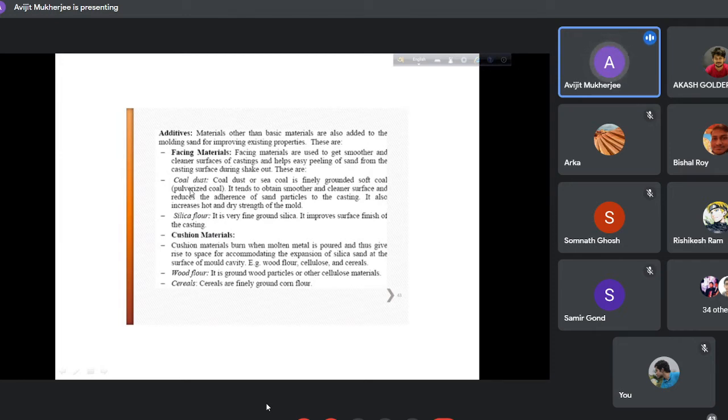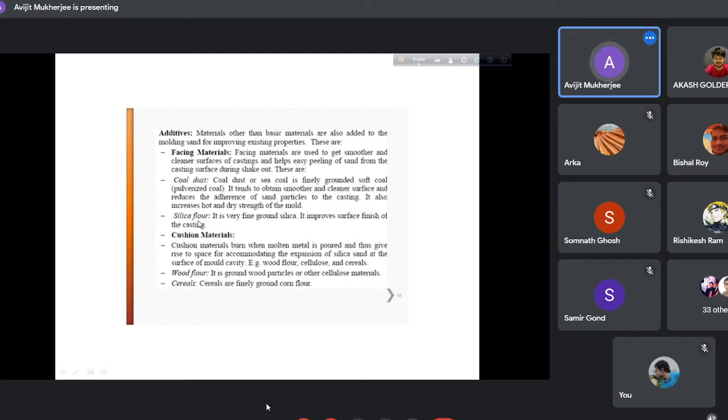Okay, so fuel is the main ingredient in that case. Coal is the fuel in a thermal power station, and pulverized fuels are used in today's thermal power generating stations. So coal dust, similarly, this is pulverized coal, and we also term it as sea coal. Okay, so it gives a smoother and cleaner surface, right? And it also increases the hot and dry strength of the mold. That is, strength is increased, and hot means to absorb this high heat, refractoriness, particularly in the face area.